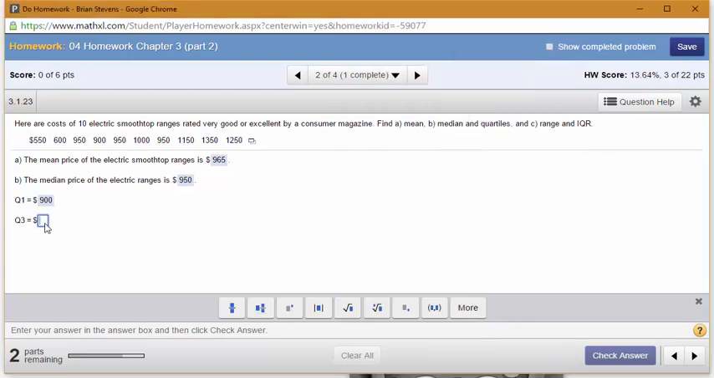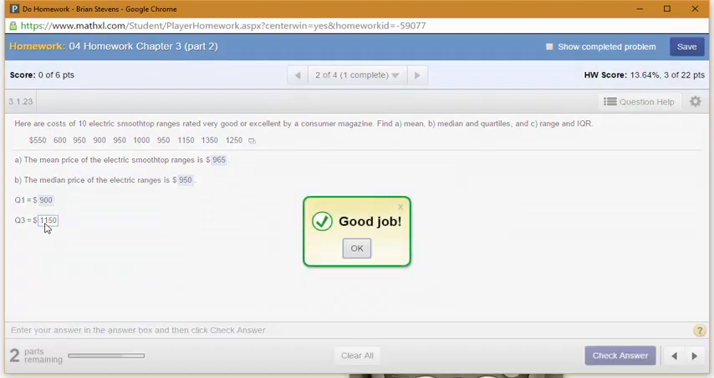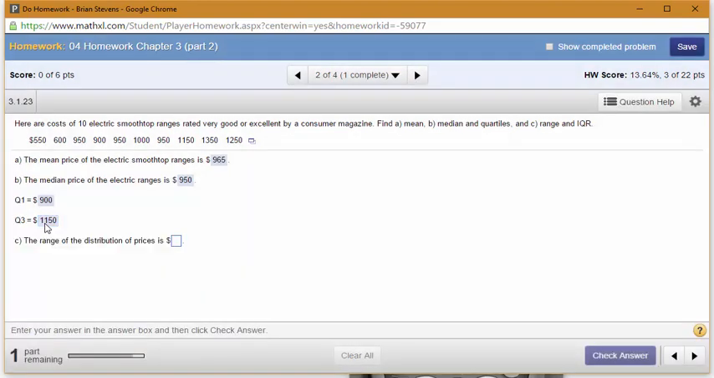Now, it's important to be able to interpret these numbers right here. For Q1, 25% of the data is below 900, and 75% of the data is above 900. At 1150, 25% of the data is above 1150, and 75% of the data is below 1150. And a lot of times on the test, you will have to do this in the context of a problem.